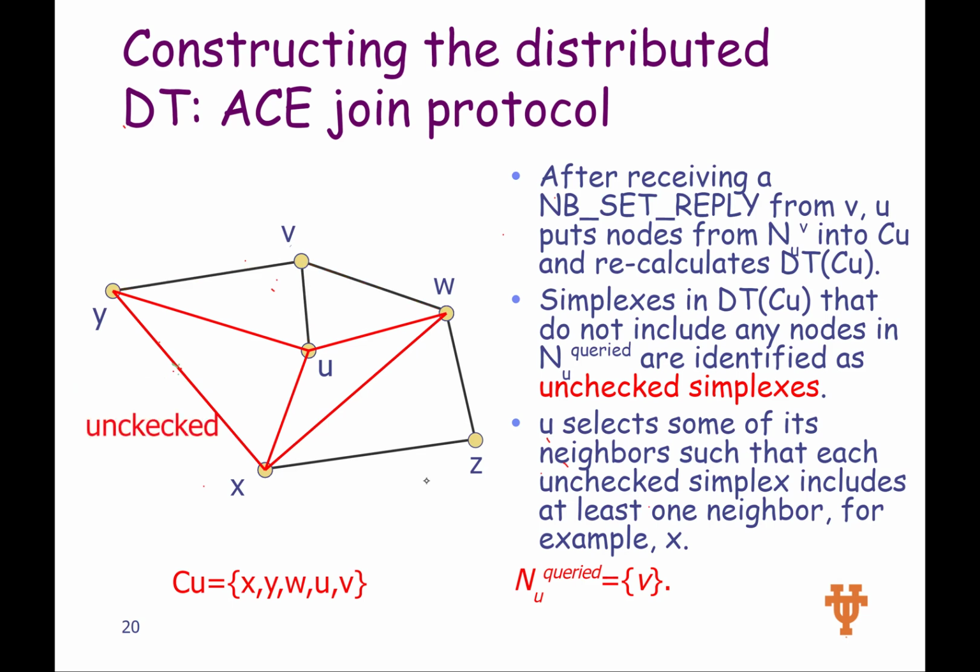That is, for each simplex, you only need to check once. So V, it has checked previously. And this Y, X, and W, it hasn't checked. And U, W, X, it hasn't checked. So it only needs to check one node on every simplex. So now it only needs to send to X, and all simplexes are checked. So it just sends to X.